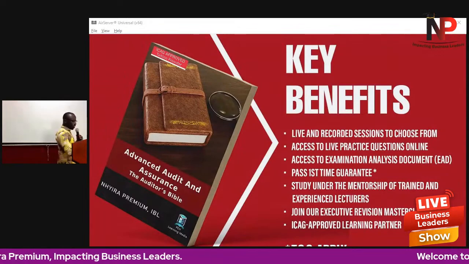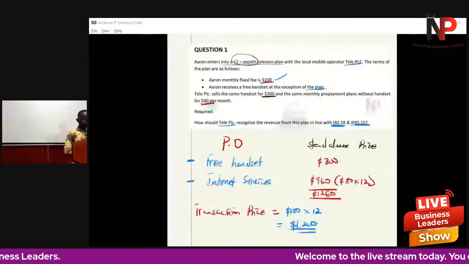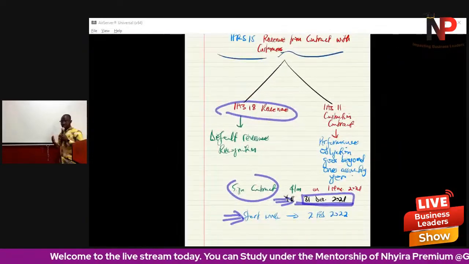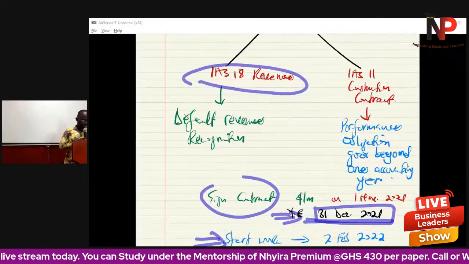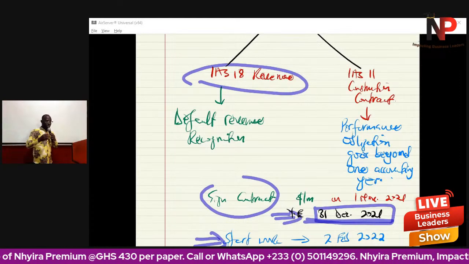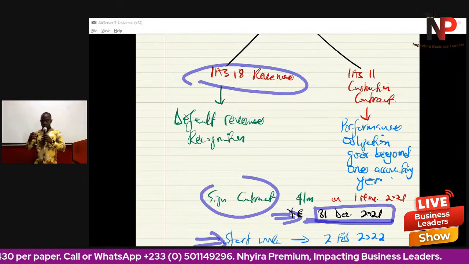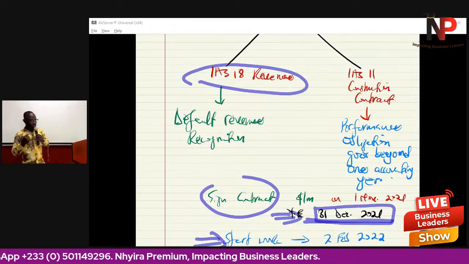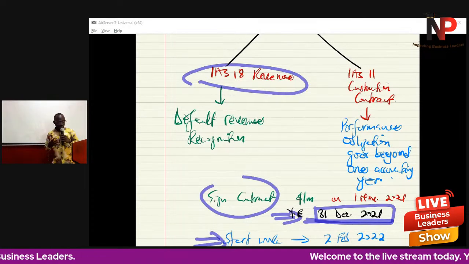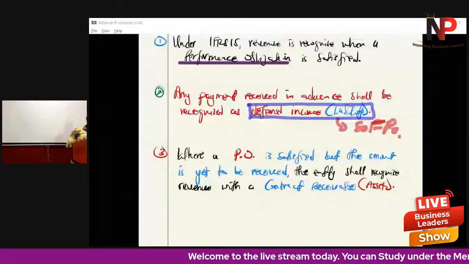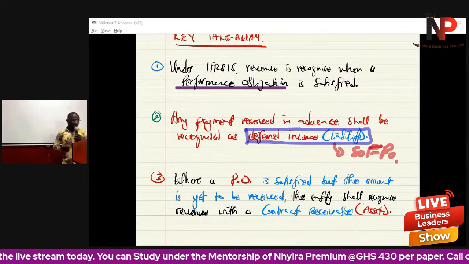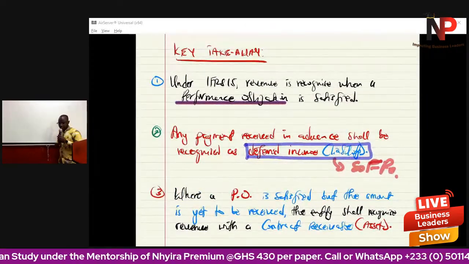So yesterday we started with IFRS 15, revenue from contract with customers, and we emphasized that IFRS 15 covers two broad issues that we need to understand: the issue about the default revenue recognition and also when the performance obligation goes beyond one accounting year. If the performance obligation goes beyond one accounting year, then there is a way the revenue will be recognized. But most importantly, we shared our thoughts on the key principles that you must be mindful of when dealing with the standard. And that is the issue about these three key takeaways that I gave you yesterday.